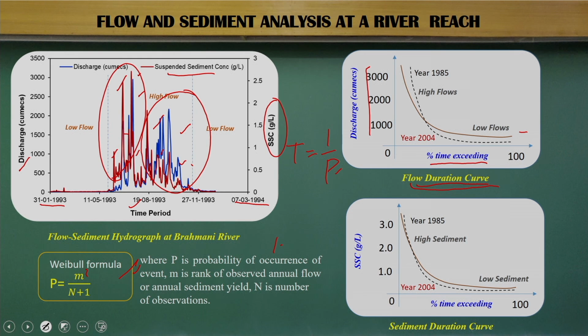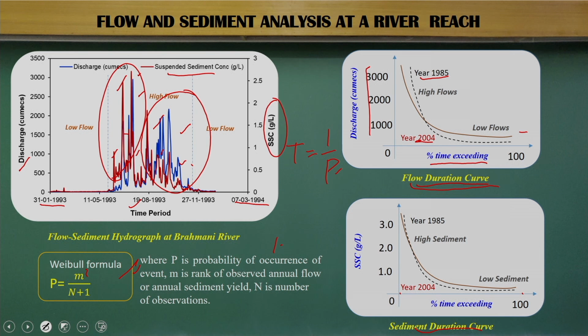In a similar way, we can develop the sediment duration curve. The sediment data can be sorted, ranked, compute the probability, compute the time periods, and you can have a percentage of time of exceedance, which varies from 0 to 100%, and you have the suspended sediment concentration. Now, if you try to interpret it, what happens, for example, there are 2 years, 1983 and 2004, the flow duration curve has changed.